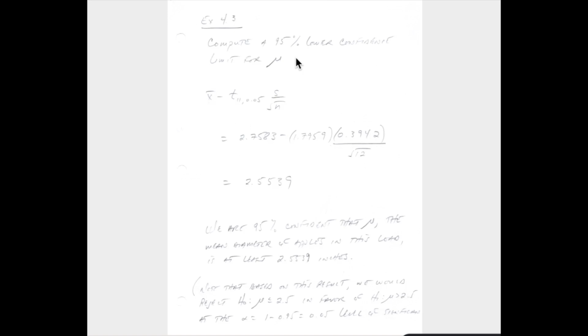The formula for that is x bar minus the t-value, the upper fifth percentage point of the t-distribution with 11 degrees of freedom, times the sample standard deviation divided by the square root of the sample size. We already looked up that t-value before in the context of the hypothesis test. So we just plug this in, and we get a 95% lower confidence limit of 2.5539.